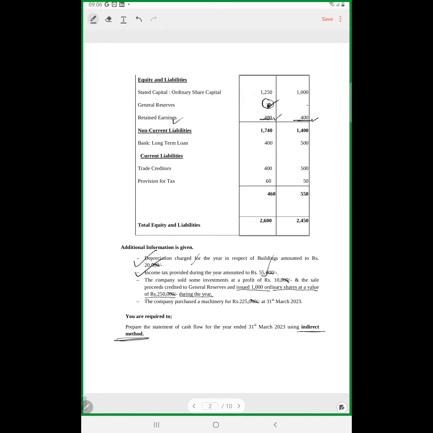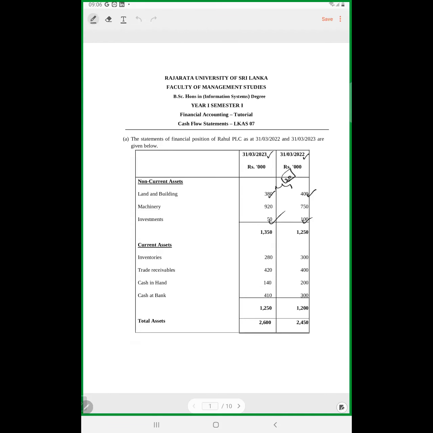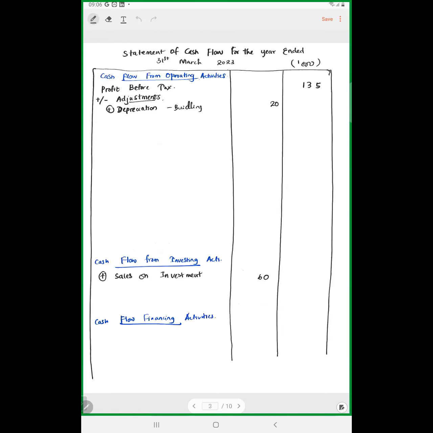Yes, when it comes to the stated capital, opening balance how much? 1,000. So ending balance 1,250. Yeah, so then the company has earned 250 from the share issuing. So then where do we record that? Under the financing activity, you can record it. Issue of shares for cash, 250.